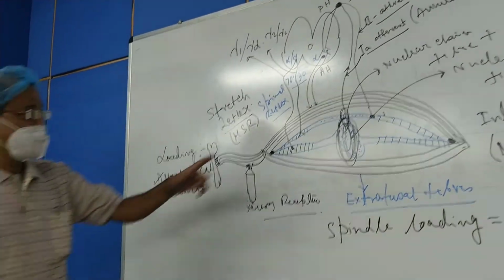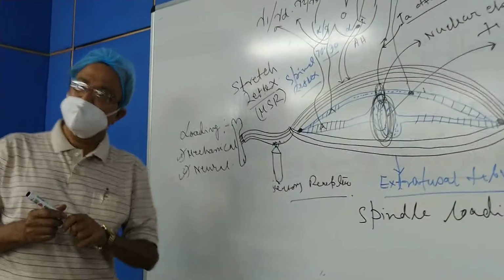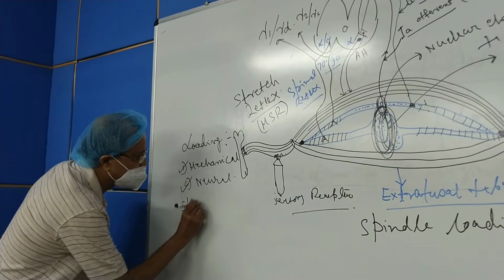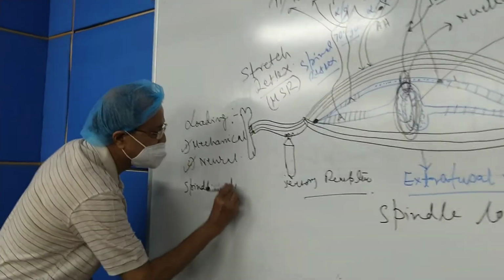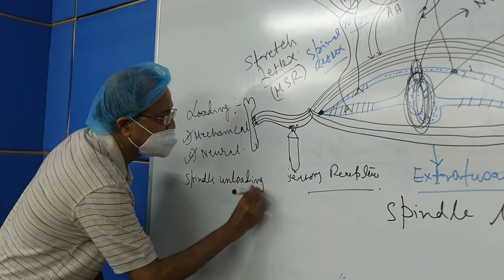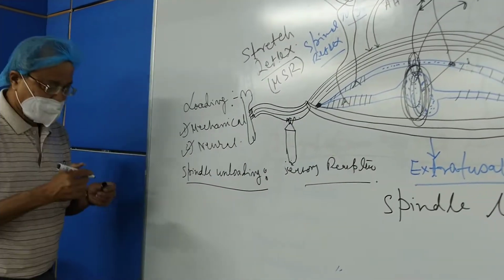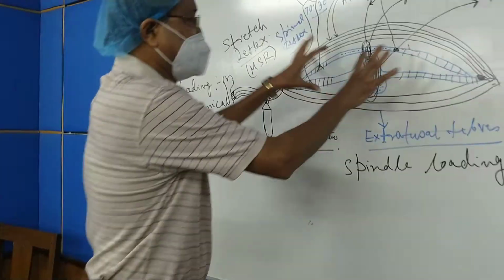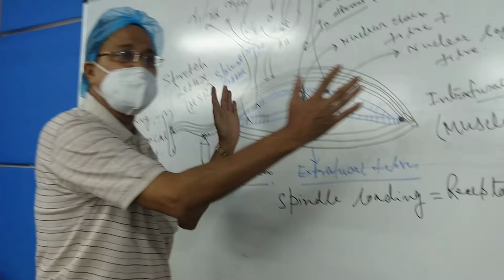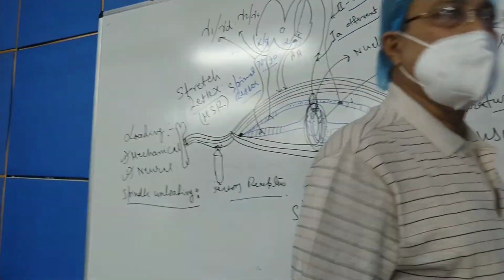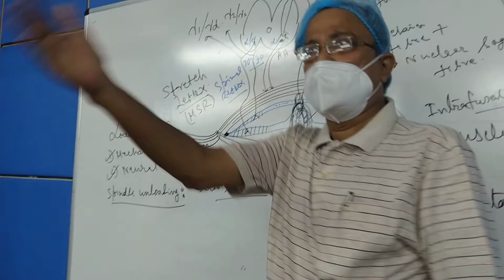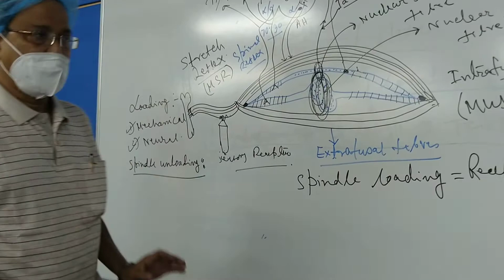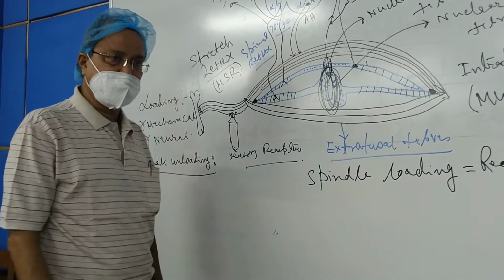Then if there is loading, there must be unloading. What is unloading? Spindle unloading. First, what is the meaning of the term spindle unloading? Very easy. If the loading is stretching, the unloading will be de-stretching, loss of stretching, termination of stretching, or more precisely de-stretching. How does that occur? Very easy.